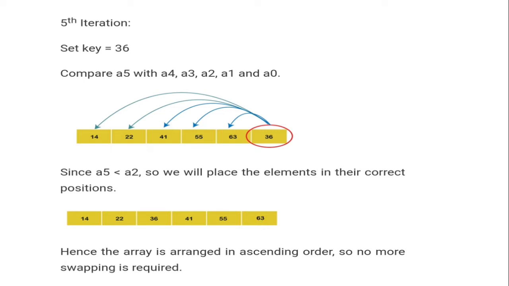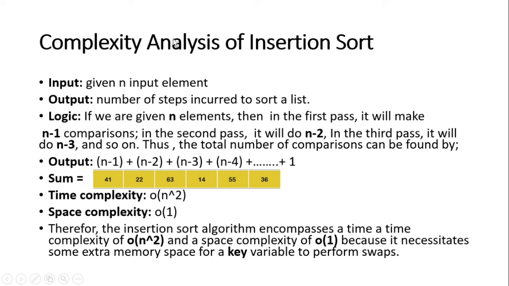Okay, we sorted the array with the help of insertion sort, hence the array is arranged in ascending order, so no more swapping is required. Now next, complexity analysis of insertion sort. We give the input, given an input element, and the output is the number of steps incurred to sort a list.